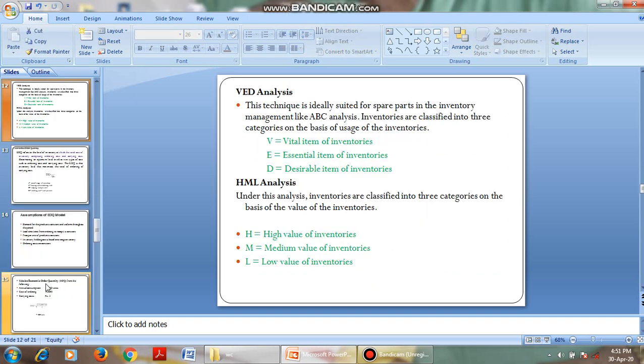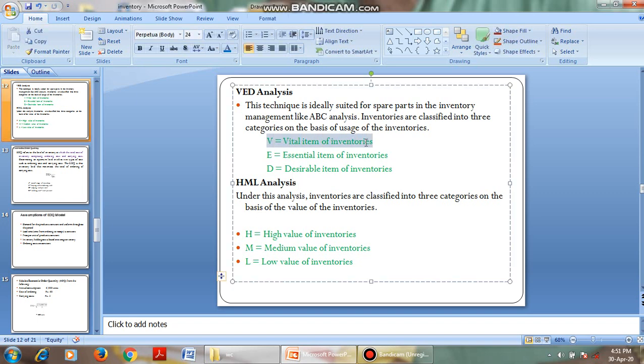Okay, next one is VED analysis. This technique is ideally suited for spare parts in the inventory. It is also just like our ABC analysis. It categorizes into vital items of inventory, that is, very important. Without this inventory, the production will not continue. Then E refers to essential.